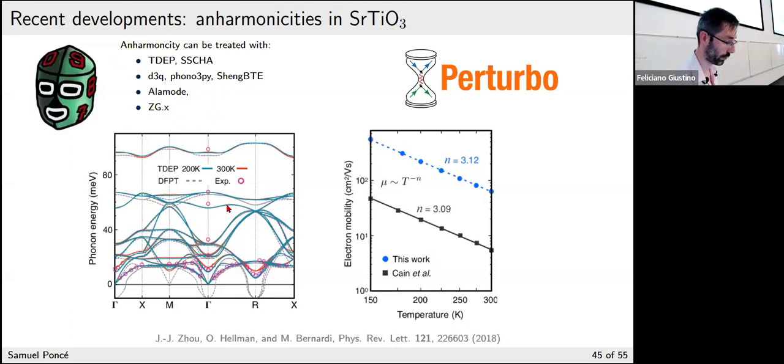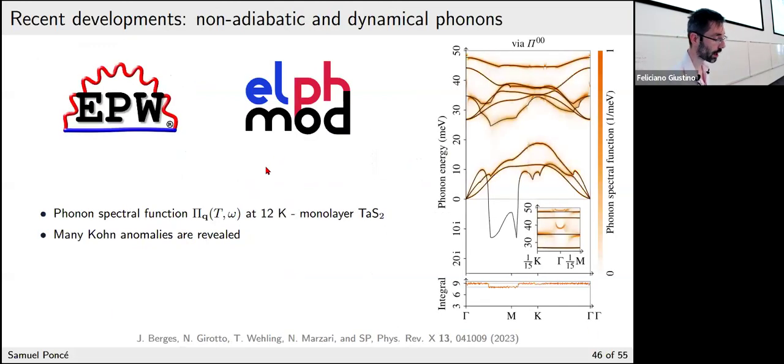And so you can see here for strontium titanate, the effect of anharmonicity. So if you don't include anharmonicity at room temperature, then you get soft modes, which is expected because at that temperature, you get those soft modes. But if you use TDEP, then you can basically recover the experimental results. So this is quite good. And so then you can use this effective harmonic potential to compute the reduction of mobility.